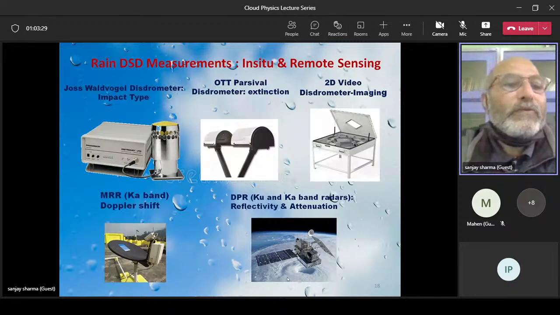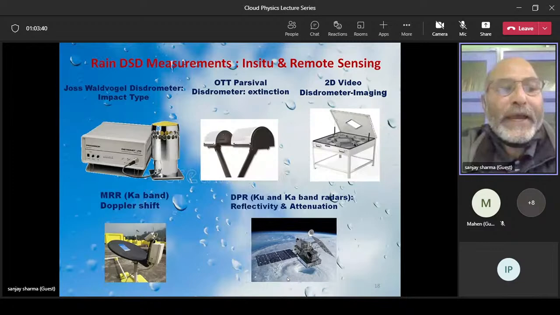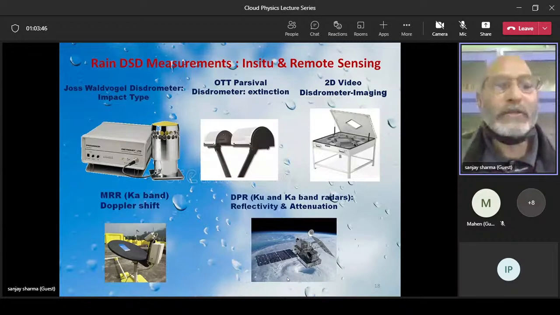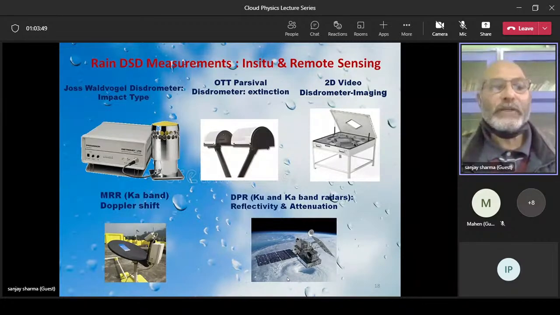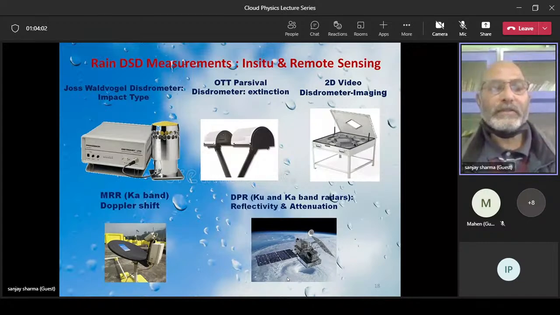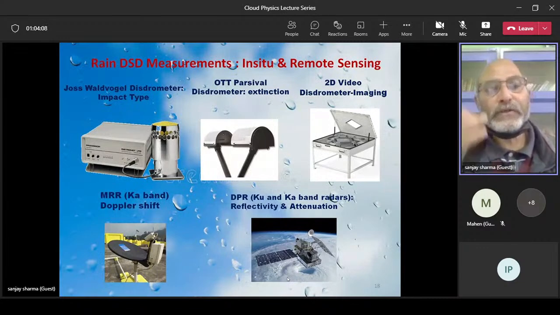For example, the most common or most widely used is the Joss-Waldvogel disdrometer. It is an impact type. Here the measurement is based on the momentum conversion to an electrical signal. Once a drop falls on the diaphragm, there is a mechanical impact, and due to the mechanical impact, that momentum is converted to an electrical signal. Accordingly, for different channels, these signals are assigned, and these electrical signals are eventually converted to the size.